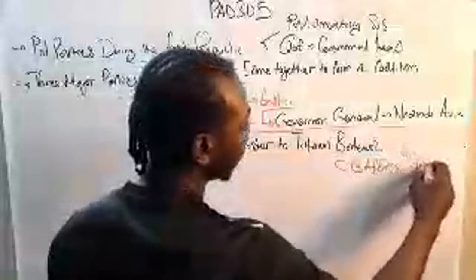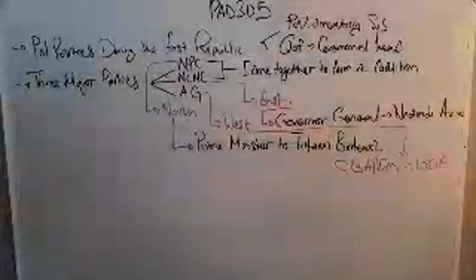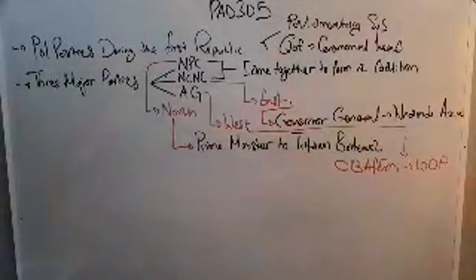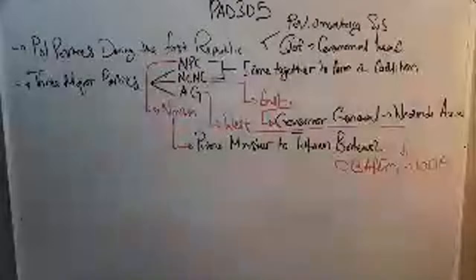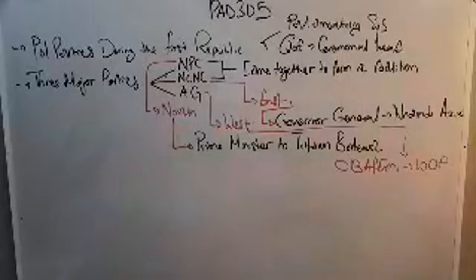So, very quickly on political parties, the leader of the opposition party. Now, in the Second Republic, things were a little bit different. In the Second Republic, there were five political parties registered by the Federal Electoral Commission to contest the 1979 election.